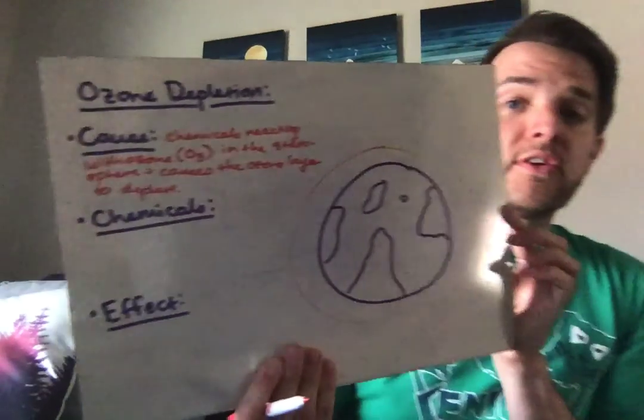chemicals reacting with ozone in the stratosphere and causes the ozone layer to deplete. That's a good way to put it, I suppose. As good as it can be.